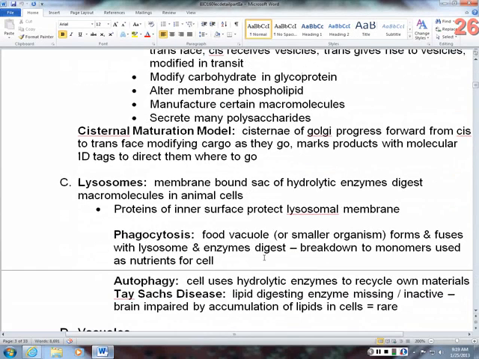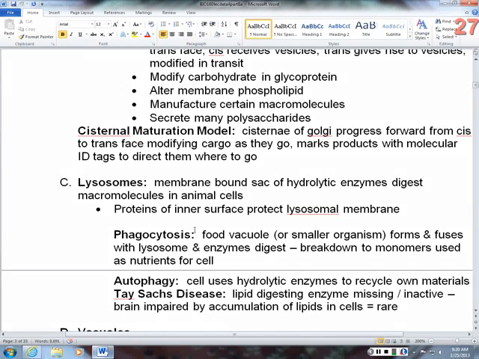So the lysosomes, these are little membrane-bound sacs of hydrolytic enzymes. And what they're going to do is digest macromolecules in animal cells. So lyse means to split. So a lot of times by digesting these macromolecules, you're able to lyse or split open a cell, which will kill it. So what keeps it from destroying its own membrane? That's the sac around it. There's proteins on the inner surface that help to protect that lysosomal membrane. They're made up of a special type of membrane that's going to be immune to the enzymes they have on the inside. One of the things they'll do is phagocytosis.